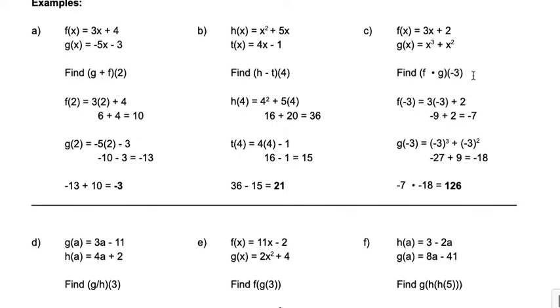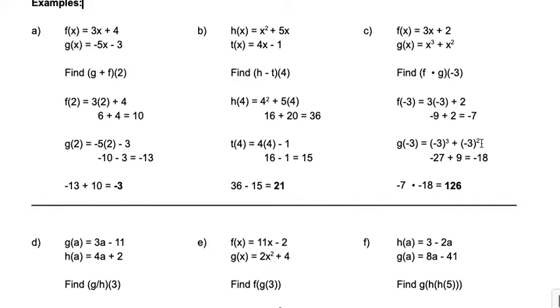Plug the negative 3 into here. Okay, negative 3 cubed plus negative 3 squared. Now, negative 3 cubed, since it's cubed, it will stay negative, because two negatives will cancel out, you still have one more negative. 3 times 3 times 3 is negative 27.